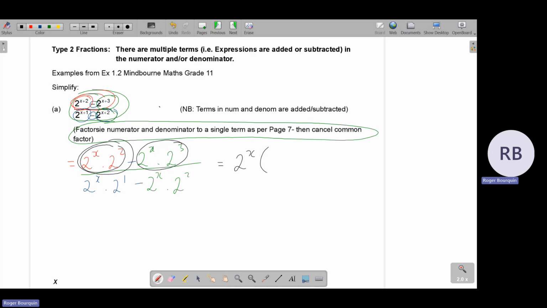I've taken out the 2 to the x. I'm left with the 2 squared. Then I've got this minus sign over here. I've taken out the 2 to the x. What am I left with there? I'm left with 2 cubed.